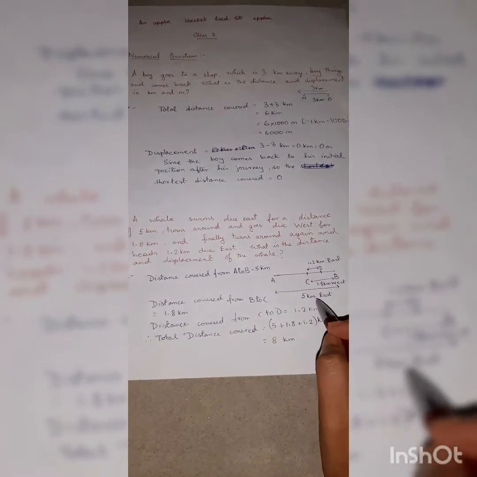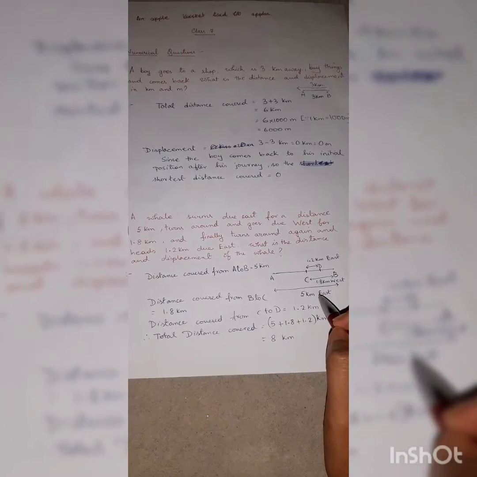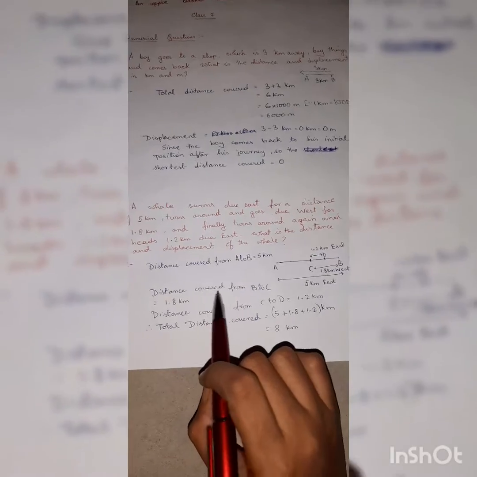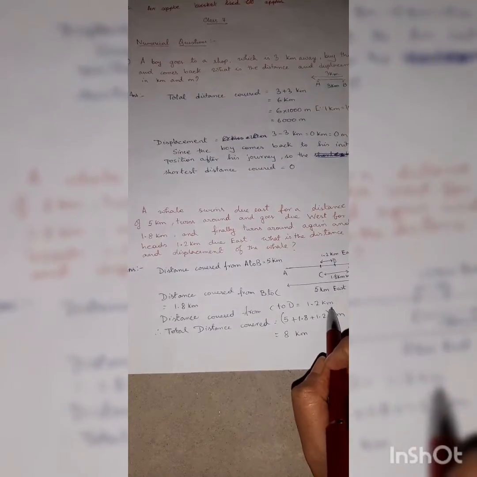So distance covered will be the summation of all these kilometers. Distance covered from A to B is 5 km, distance covered from B to C is 1.8 km, and distance covered from C to D is 1.2 km. Therefore, the total distance covered will be 5 plus 1.8 plus 1.2 km, which equals 8 km.